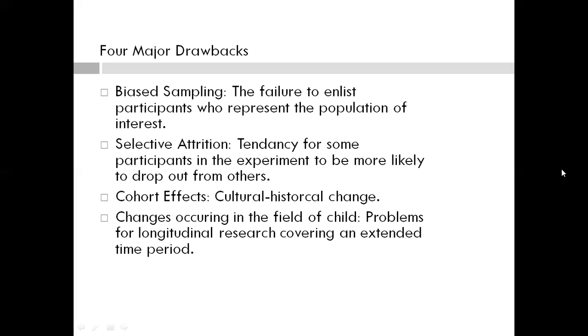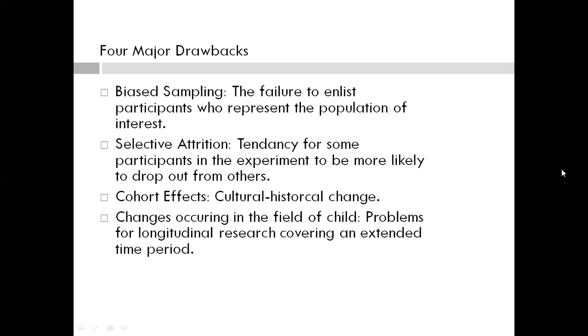Number two, selective attrition: the tendency for some participants in the experiment to be more likely to drop out than others. Here, participants might drop out for a number of reasons. They can simply lose the motivation to participate in the research.